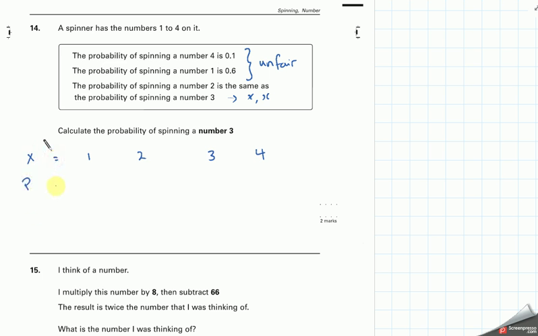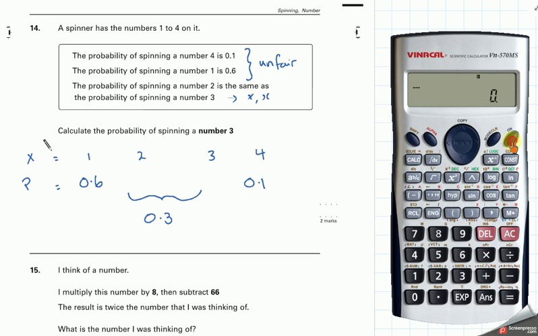And the probability for 1 is 0.6, for 2 and 3 I don't know, and for 4 it's 0.1. So the total here is 0.7, so I'm left with 0.3 between these two. Quick check on the calculation: first we did 1 minus 0.6 minus 0.1, and this gives the probability left for 2 and 3. Because they're the same size, I'm going to divide it by 2, and that gives me a probability of 0.15.